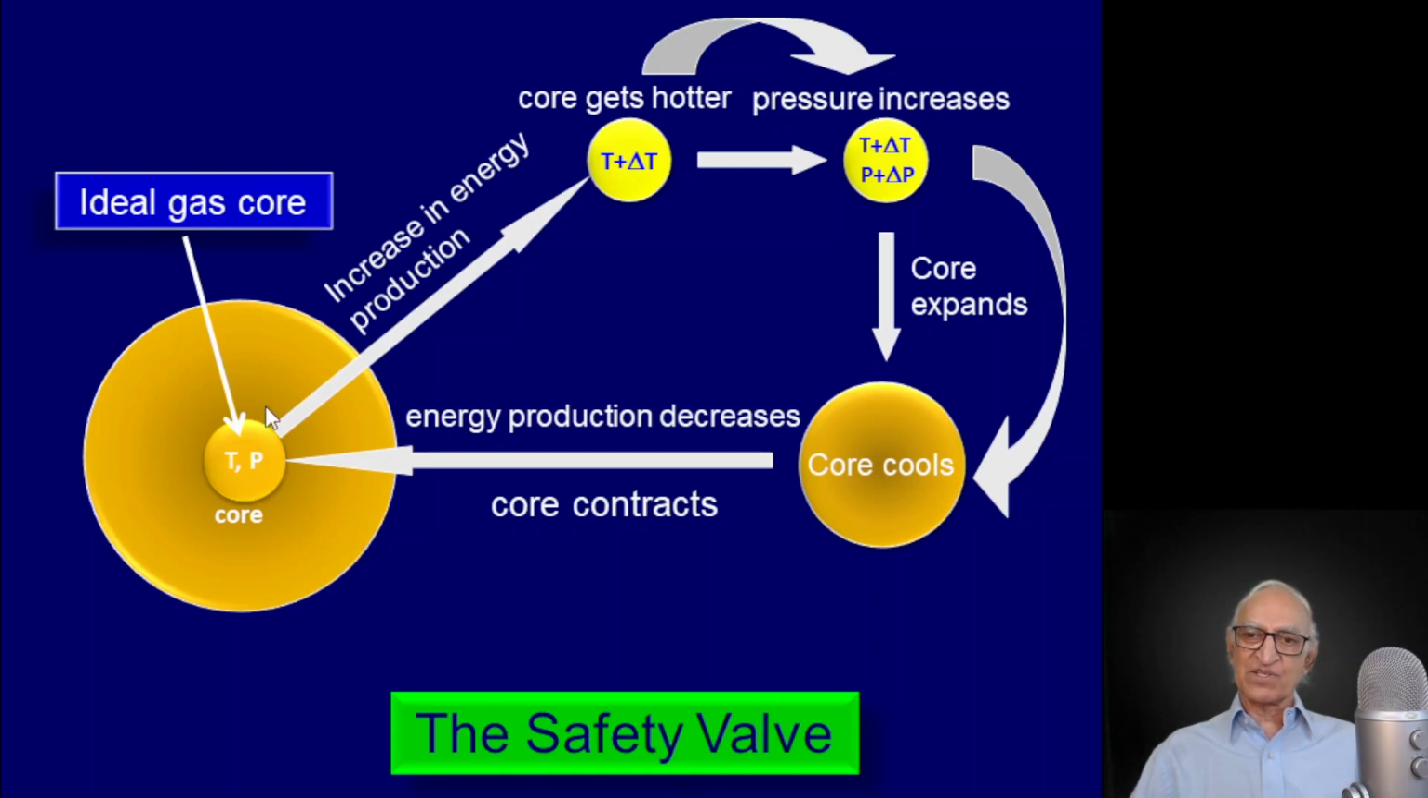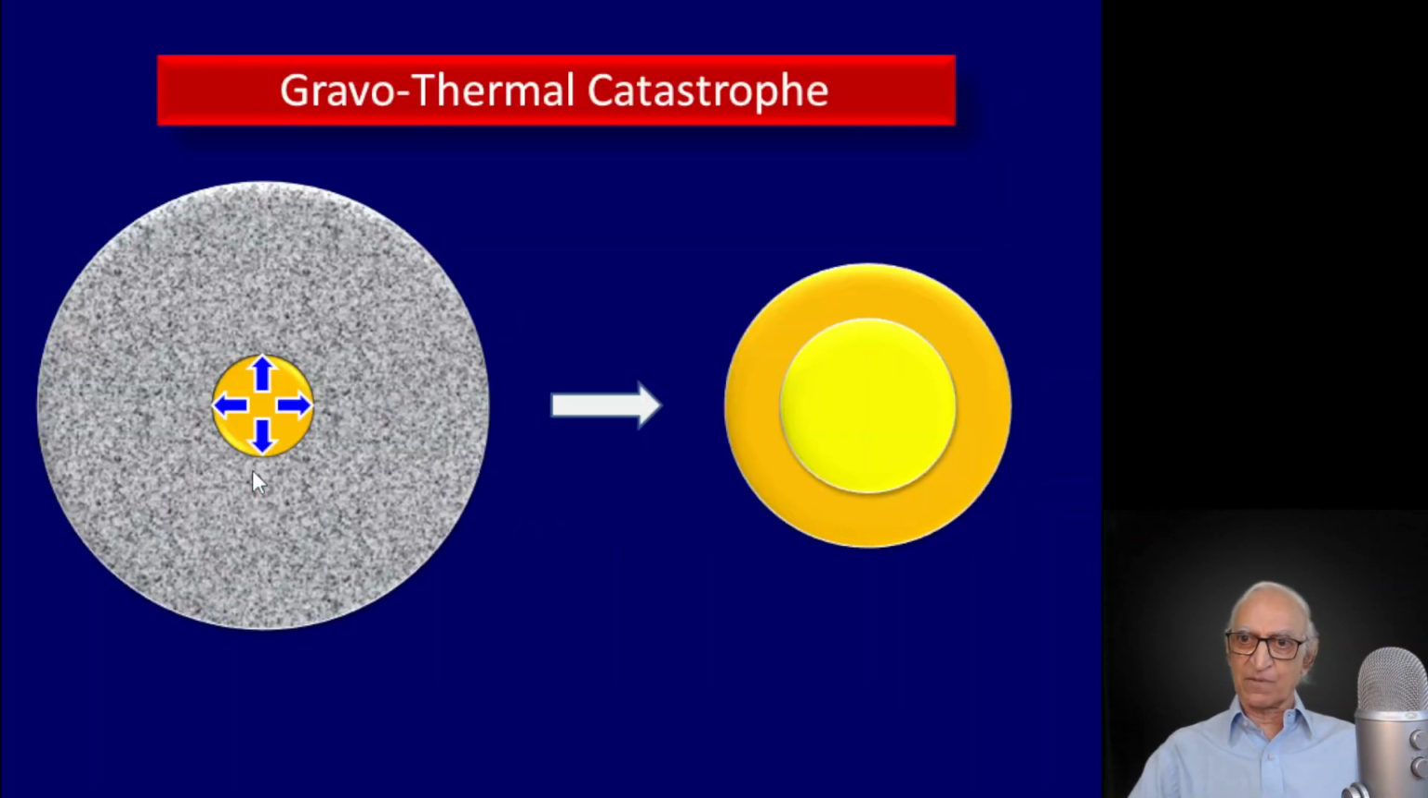So if you play some mischief with an ordinary ideal gas core, then the mischief is undone by this safety valve. But if the core is degenerate, there is no safety valve and the star will blow itself apart.